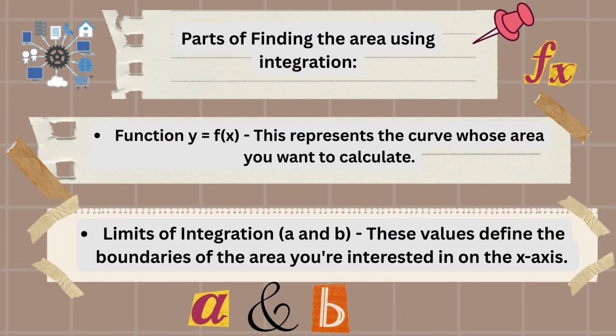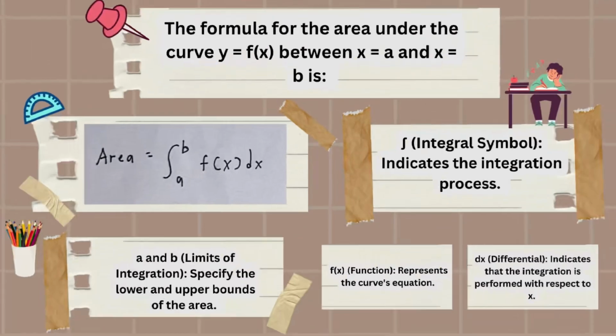So here are the parts of finding the area using integration. The function is y equals f of x. This represents the curve whose area you want to calculate. Then over here, limits of integration a and b. These are the values that define the boundaries of the area you're interested in on the x-axis.